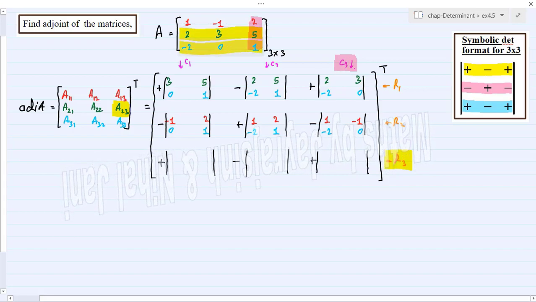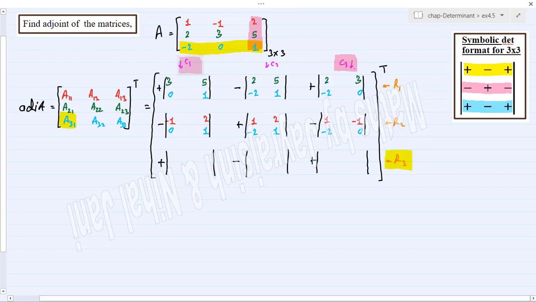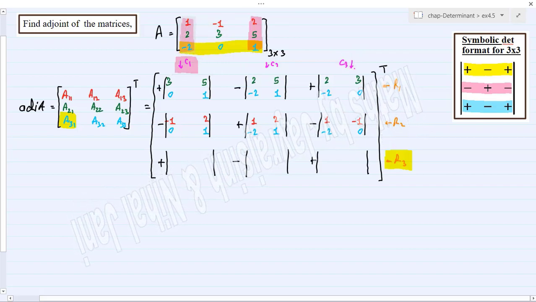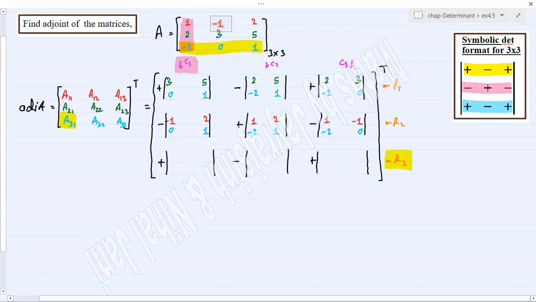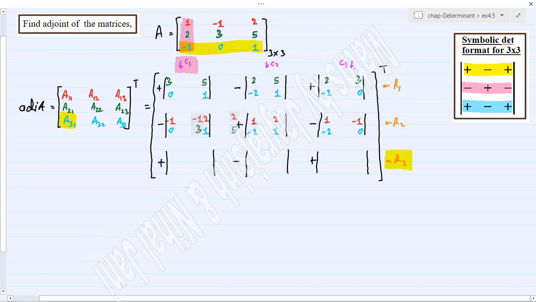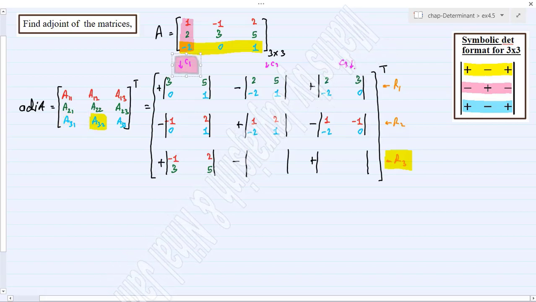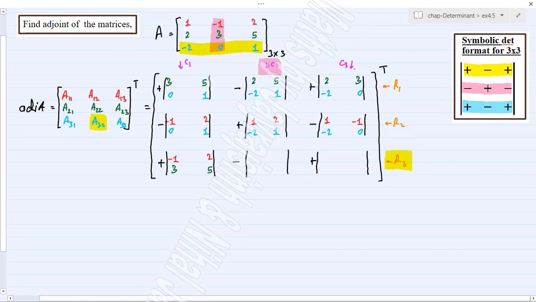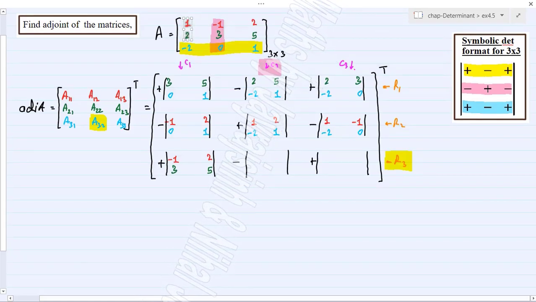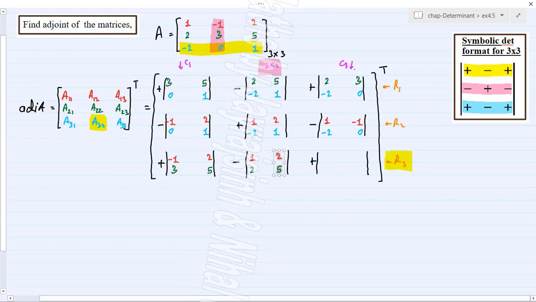So this time you have to ignore third row. The first element is in first column. So we have to ignore third row and first column. So we will get our minor. Now your second minor is in second column. So ignore third row and second column and you will get 1, 2 as your first column and 2, 5 is your second column of the minor.